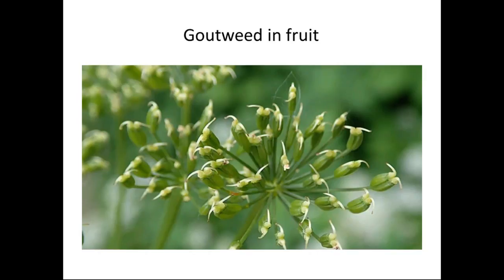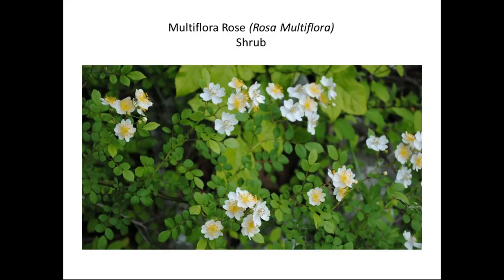The thing about goutweed is the roots are like spaghetti, white spaghetti looking roots, and just a fragment of the root can start a new goutweed plant, a fragment being 1/4 of an inch.